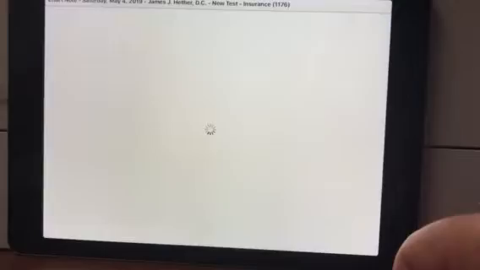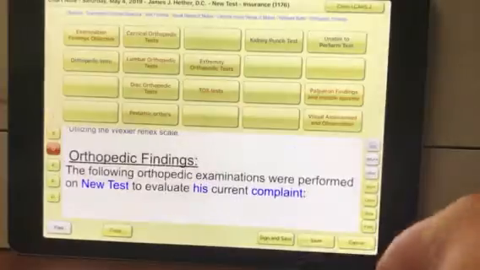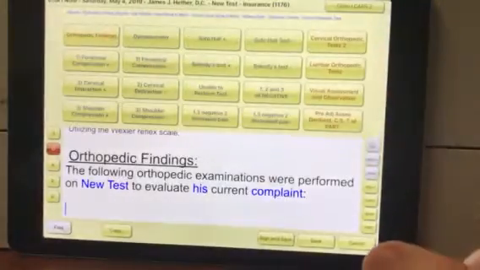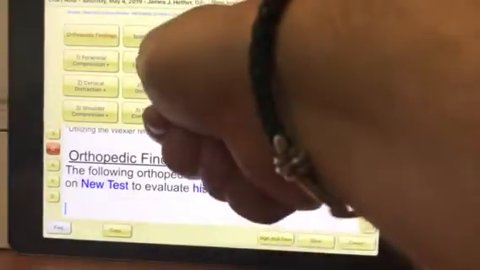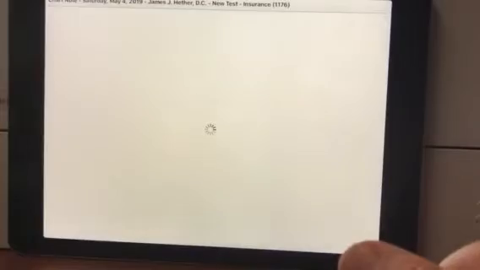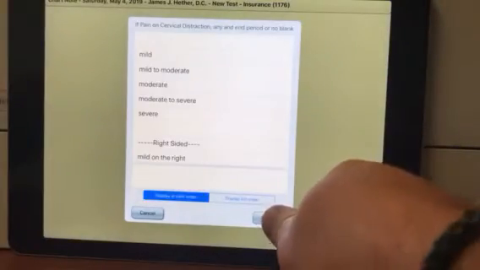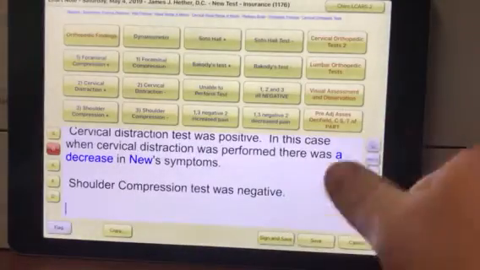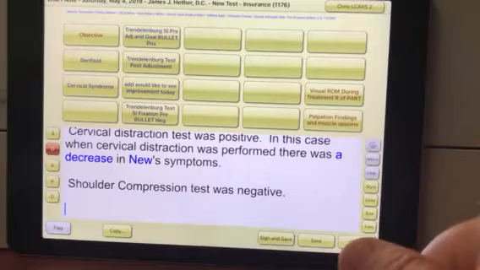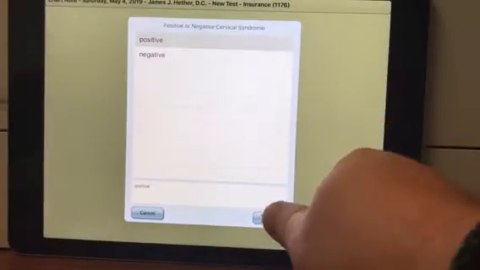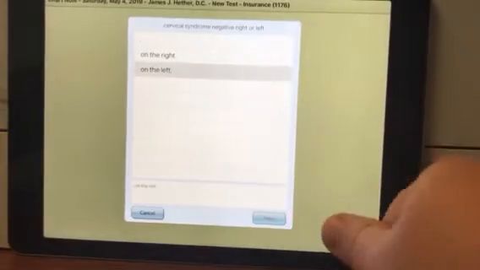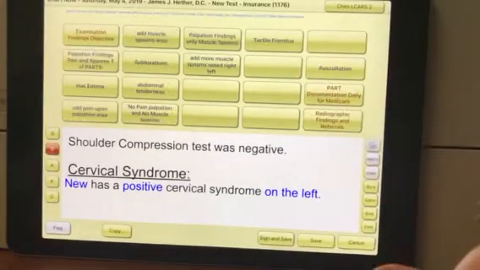For the orthopedic test, we can say that with a single complaint, we are going to have the cervical orthopedics on top. We're going to say foraminal compression was negative, cervical distraction reduced pain in the neck, and that shoulder depressor was negative. That takes us right to cervical syndrome. Positive cervical syndrome is going to be found on the left. And that also takes us to our palpation findings.